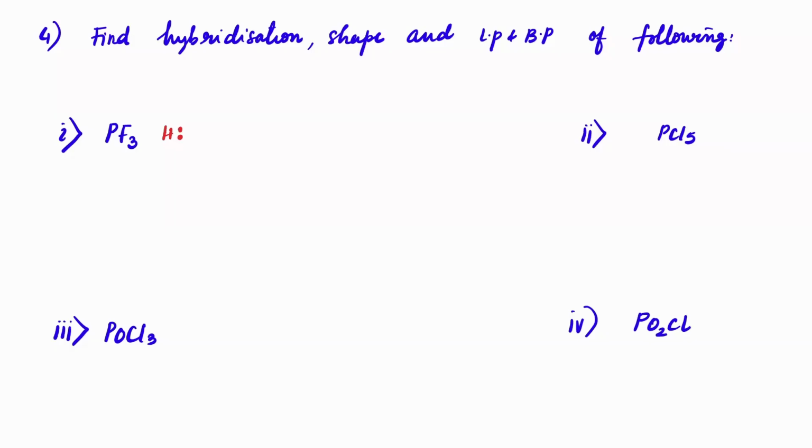So 4. Very good. So it is 4, which makes it sp3. So if it's sp3, how many bond pairs? How many lone pairs? So 3 bond pairs and 1 lone pair. Very good.